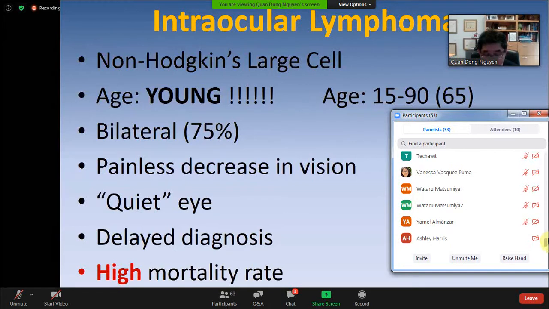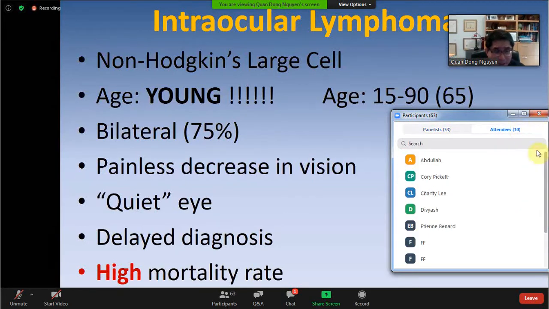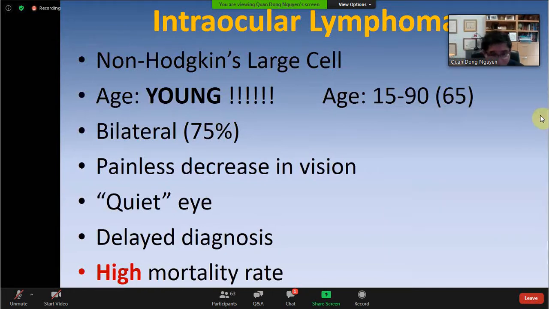And if you don't consider it, you will miss it. Okay, so the other aspect is that oftentimes, 75% of the time, it would be a bilateral disease. So it's rarer that you see it in only one eye and not the other eye. If someone asks you to give a differential diagnosis of painless decrease in vision, this is one of those.